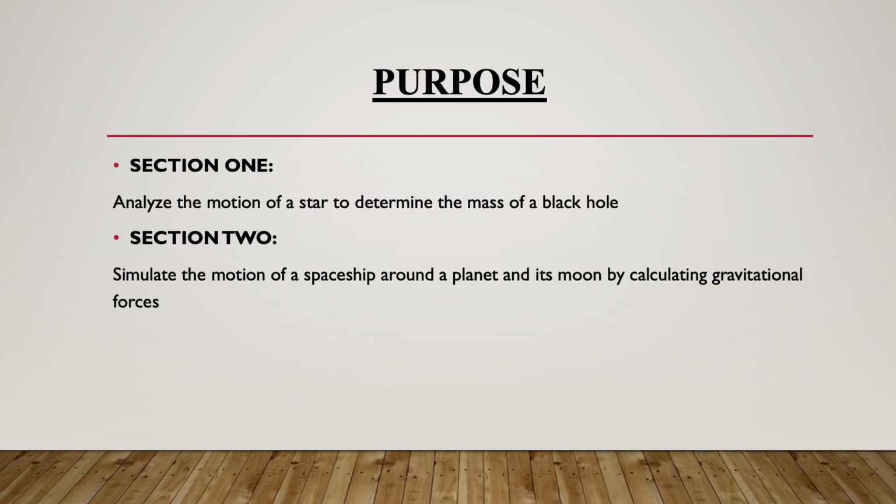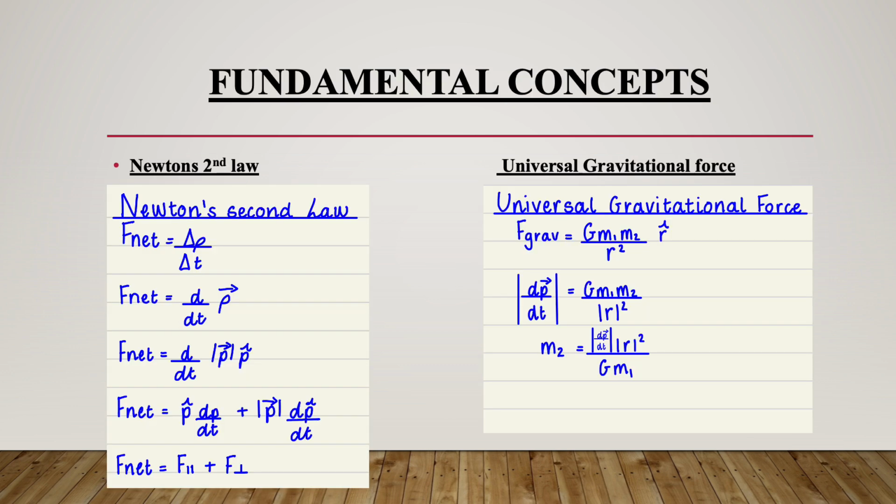So first I'm going to be going over the purpose of my lab. The lab was split into two pieces of code. Section 1 was to analyse the motion of a star to determine the mass of a black hole. And the second part was to simulate the motion of a spaceship around a planet and its moon by calculating gravitational forces. Before I get into my code, I wanted to cover the fundamental concepts of physics first.